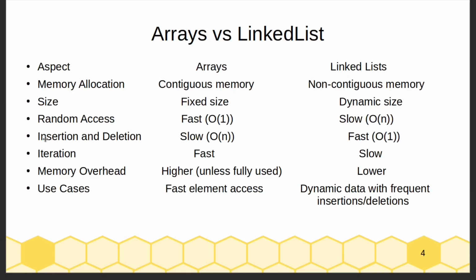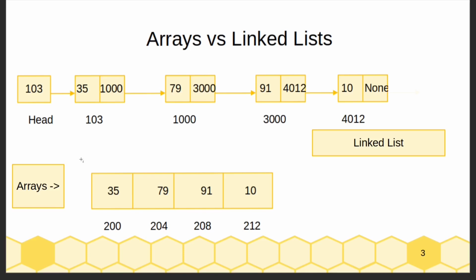After that, insertion and deletion. In arrays, insertion and deletion is slow. It takes big O of n time, and linked lists take only big O of 1 time. So when you want to, let's say, add an element to an array at the beginning, then you have to shift all the elements after it by +1 index, meaning shift them towards the right. So it's going to take big O of n time for average insertion.